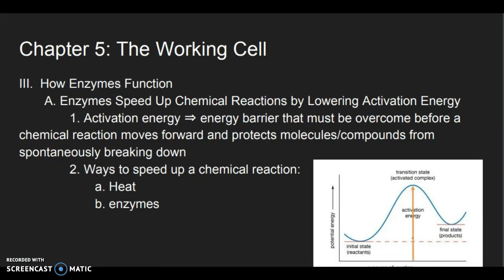Now, when speaking of chemical reactions, sometimes we have to increase the speed or the rate at which these chemical reactions can occur. And this can be accomplished by lowering the activation energy. This is the sole purpose of enzymes. Activation energy is the energy barrier that must be overcome before a chemical reaction moves forward, and it protects molecules and compounds from spontaneously breaking down. In order to speed up a chemical reaction, you can also increase the heat of the environment, as an alternative to using enzymes.